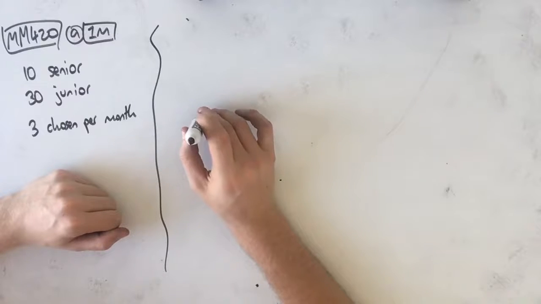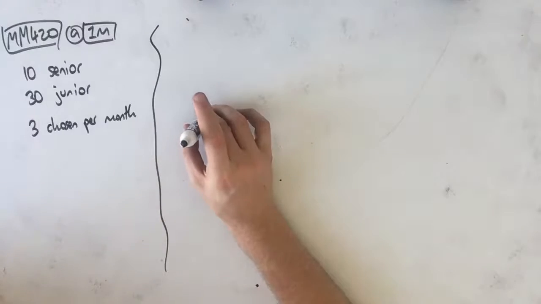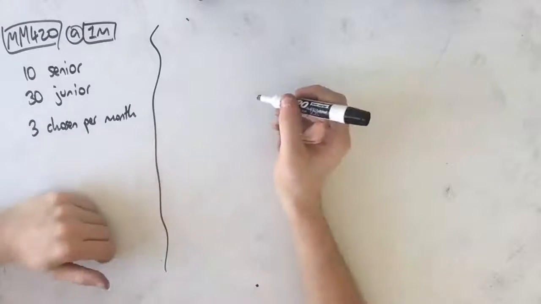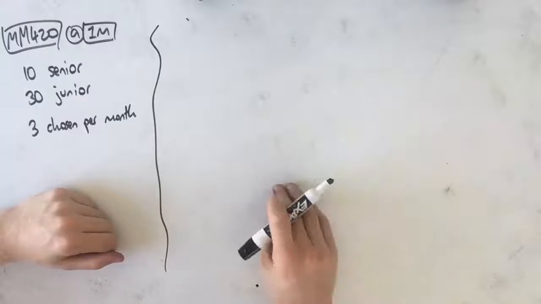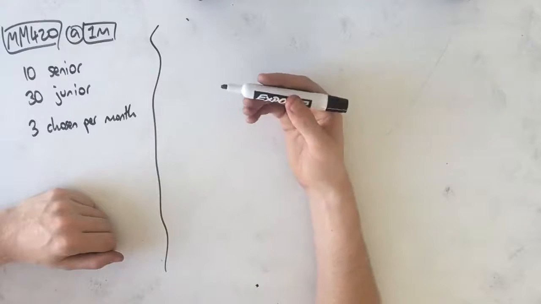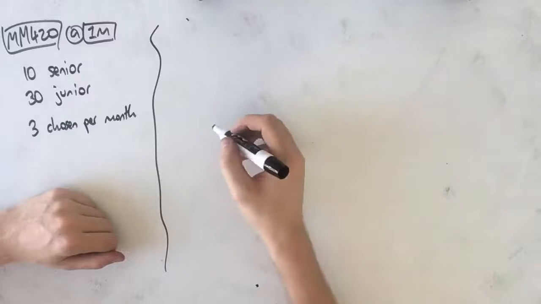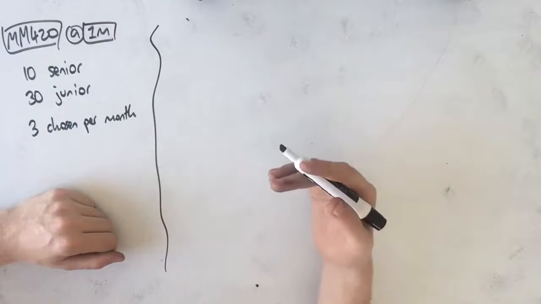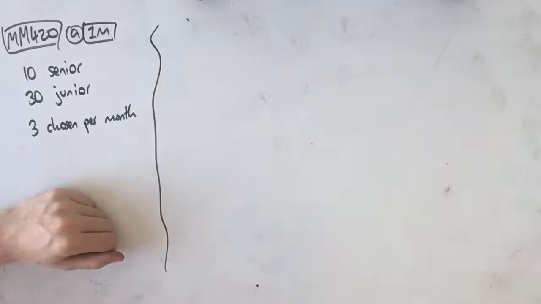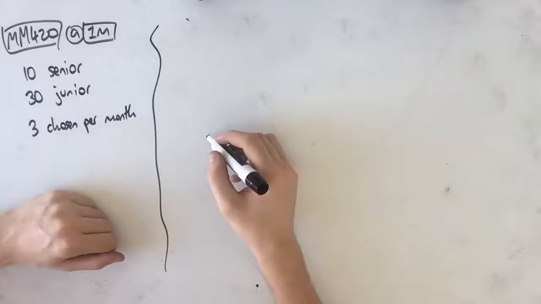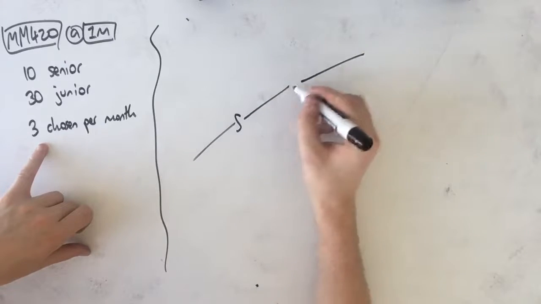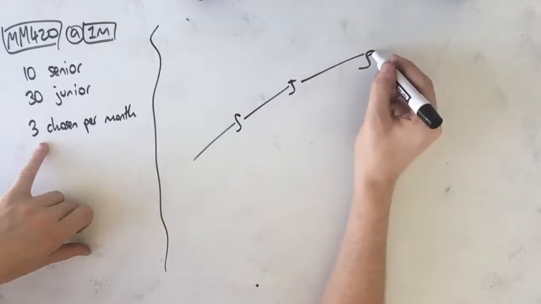Part A, which is a 1 mark question, says what is the probability that no junior staff are chosen in a given month? Awesome. So let's talk about what the probability of not choosing a junior staff is. If we don't have any junior staff chosen in a given month, that means that we've only chosen senior staff in that month. So because there's 3 chosen per month, that means we've actually chosen 3 senior staff within that 1 month.